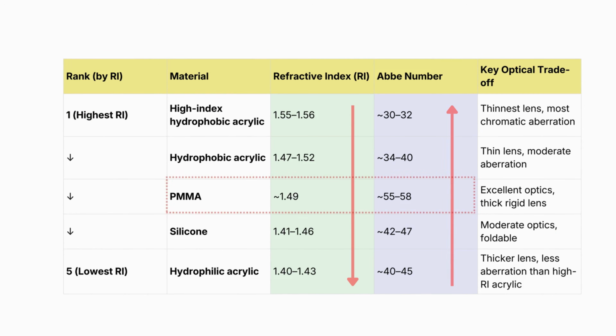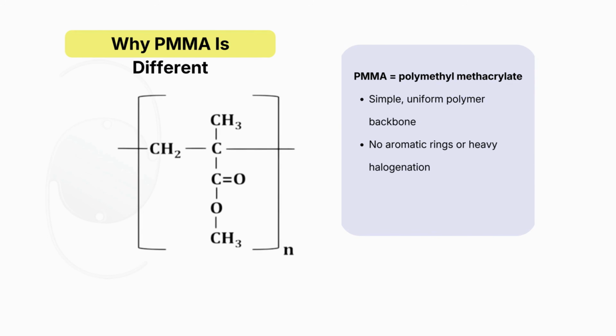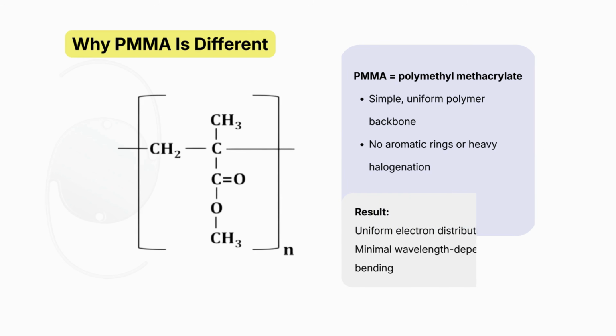Now, the PMMA behaves differently. Polymethyl methacrylate has a simple and a uniform polymer structure. It does not rely on the heavy chemical additives like the aromatic rings or halogens to increase its refractive index. Because of this, PMMA has a uniform electron distribution and is considered optically very pure. Its refractive index comes from its basic molecular structure rather than from these highly polarizable groups.